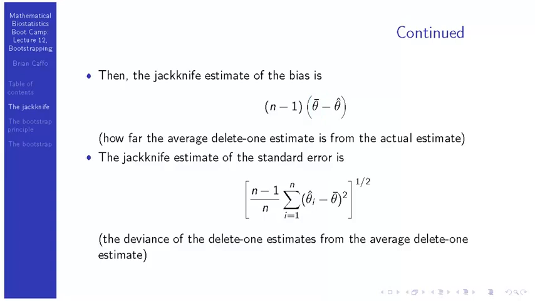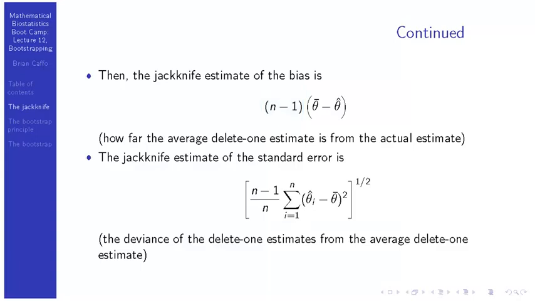And then you might wonder, where in the world does this n-1 come from? It's a factor that's based on, for example, the sample variance, where you would estimate the bias of the sample variance and it would give you the correct answer. The n-1 is calibrated by statistics that we actually know. So again, this estimate is really related to how far the average delete one estimate is from the actual estimate, and the n-1 is just a good estimate of the appropriate multiplier to get the bias to be an estimate of the true bias.